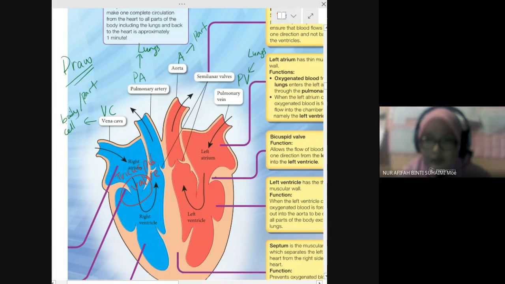The second valve is here on the left side, between the left atrium and left ventricle. We have the bicuspid valve. Bi means two, two flaps of valve. Tri means three, three flaps. We cannot see the flaps here because this is a side view. We need an upper view of the heart.